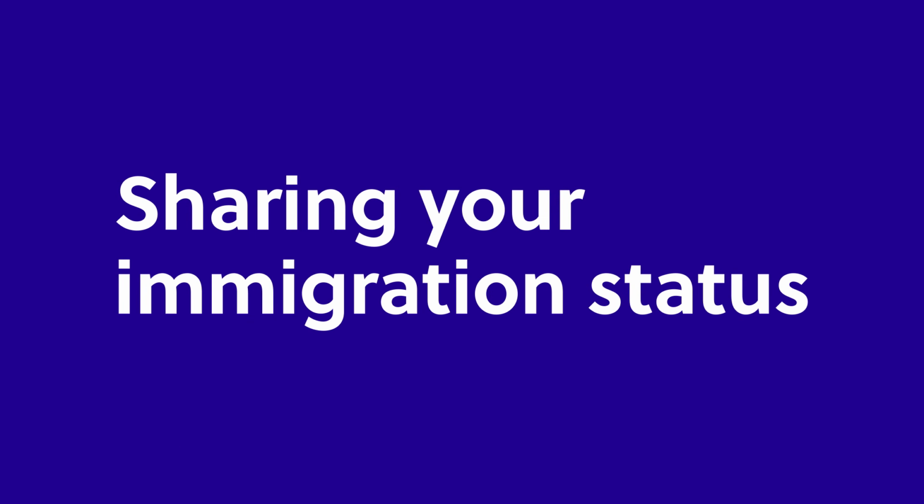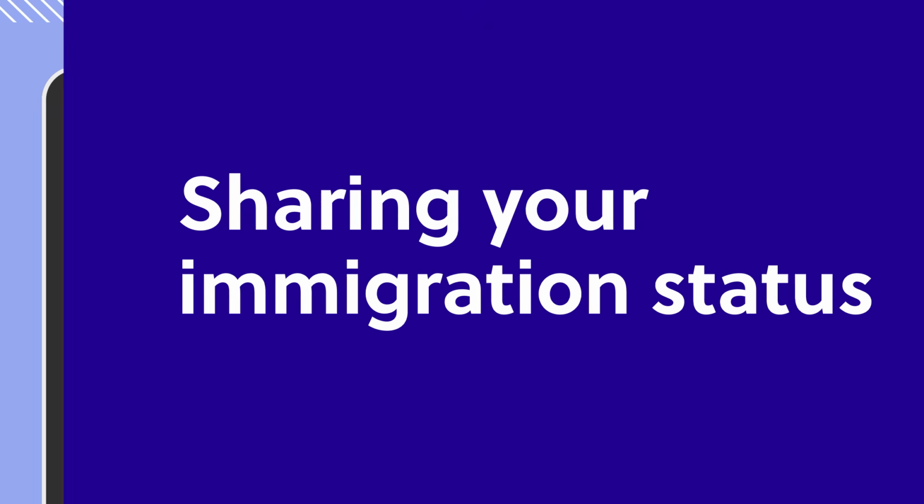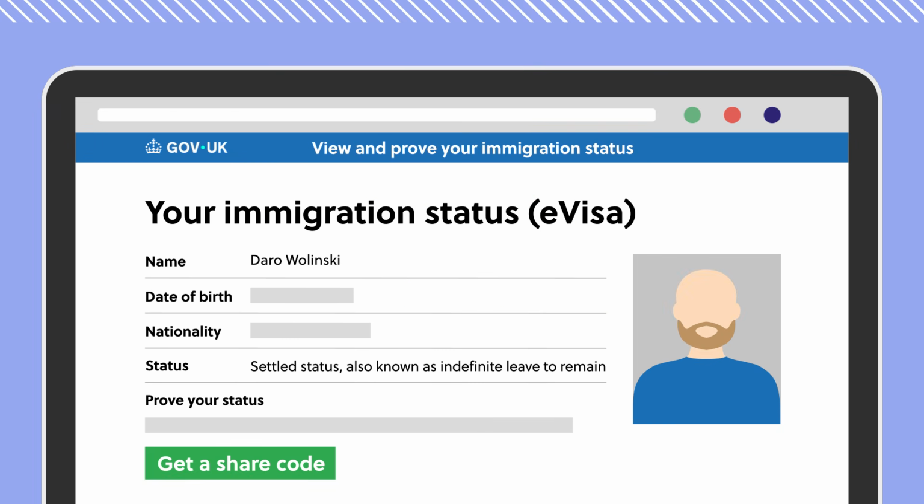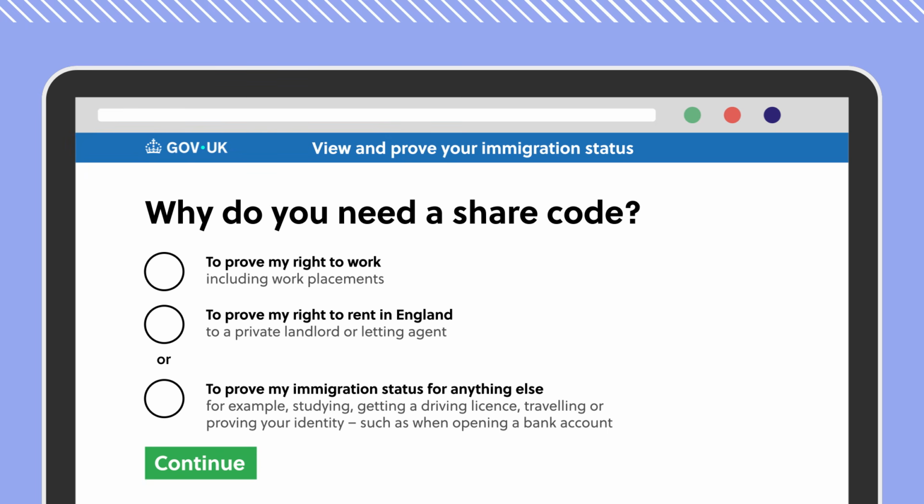Sharing your immigration status. To share your immigration status or identity, select Get a Share Code on the eVisa page. It is important you choose the right reason for sharing: to prove your right to work, to prove your right to rent in England, or to prove your identity or immigration status for anything else. The reason you choose controls what information is shared.